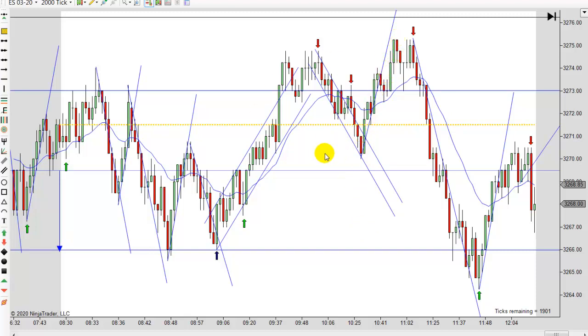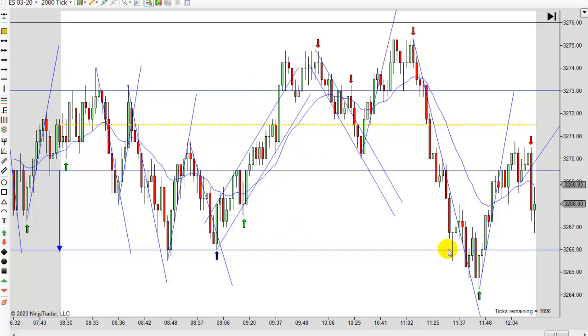And that's why this was a hard range day, because it's just not really acting like a typical range, turning down at the same place and turning up at the same place. Still a range day, but it's just kind of an awkward range day.